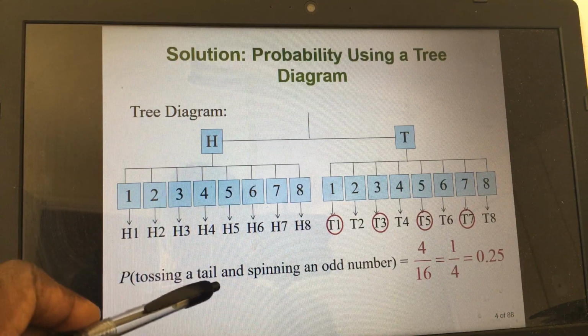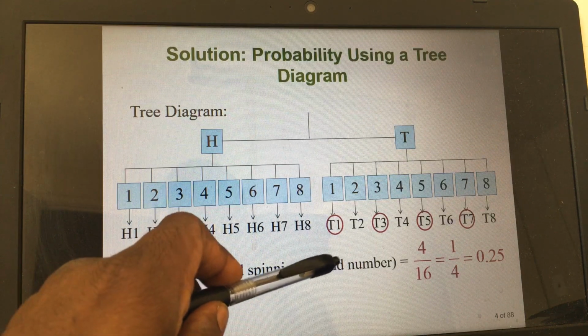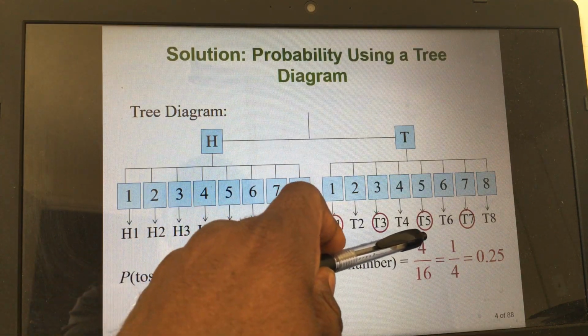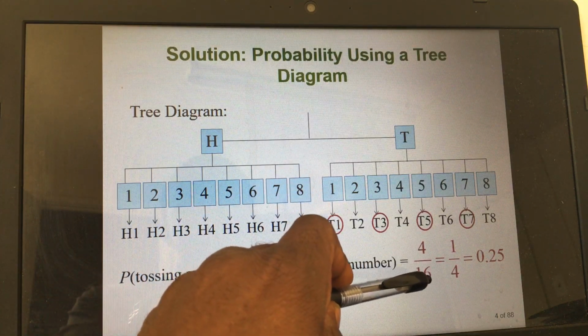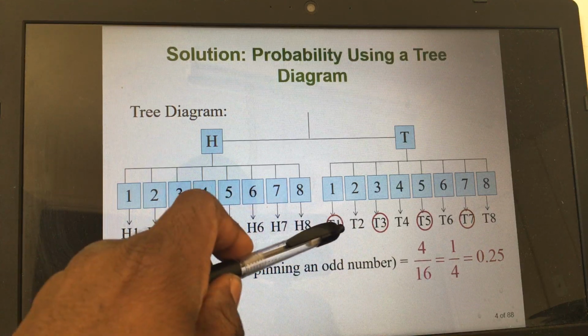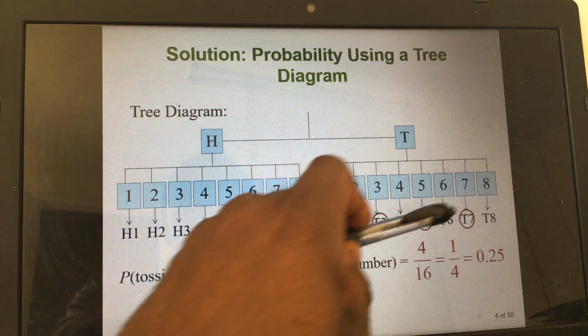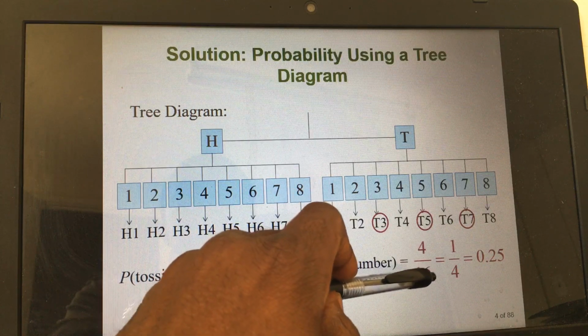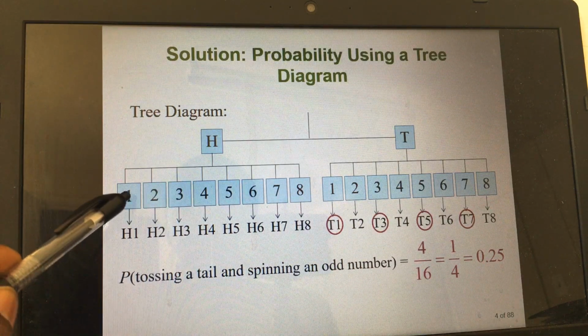So the probability of tossing a tail and spinning an odd number becomes 4 over 16, because there are 4 outcomes, 1, 2, 3, 4, out of 16. How do we get 16? If you count all of this.